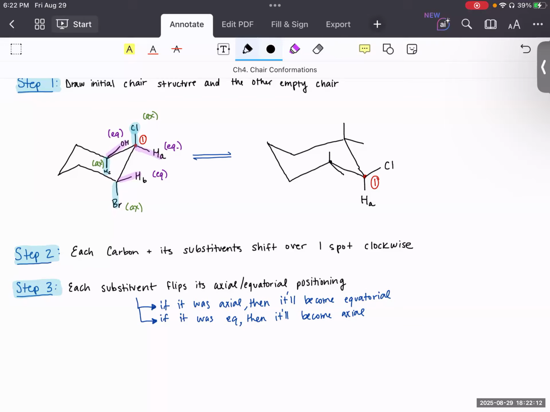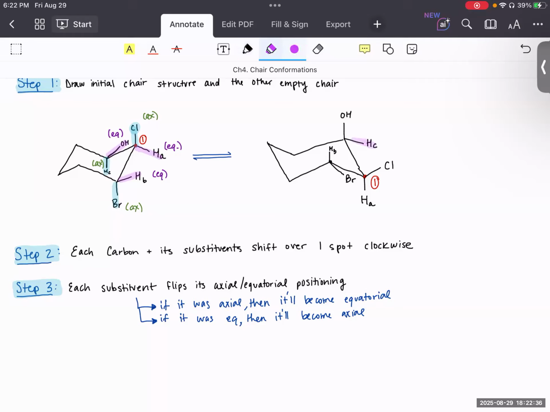And then we can also do the same thing with HB and bromine. So that bromine was initially axial, so then it'll become equatorial here, and HB will be that axial position pointed up. Same thing with the OH and the HC. That OH was initially equatorial, so it'll become axial, and then HC will be equatorial.